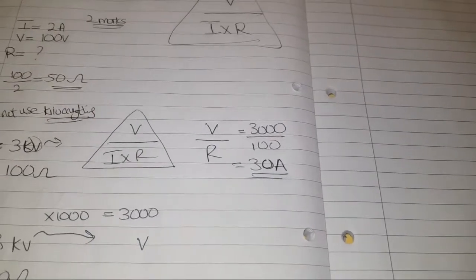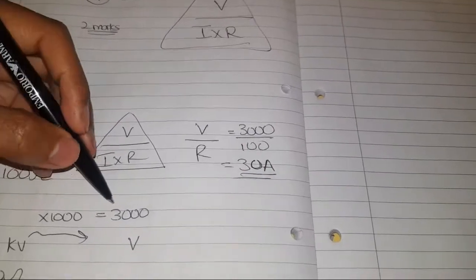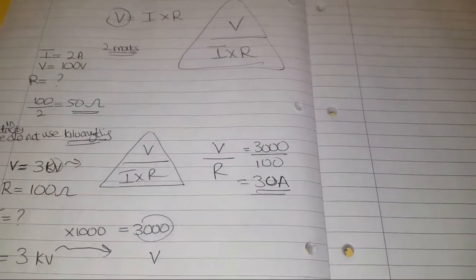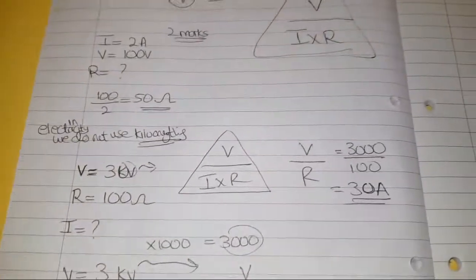Are you sure it's 3? Because it's 30,000, right? You're timesing it by 1,000. Yeah, nice one, Louisa. Yeah, so 30. Okay, let me give you another one.